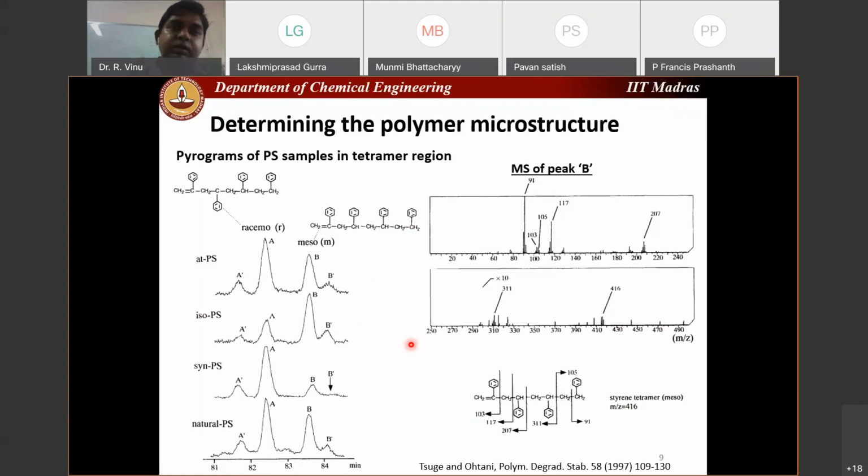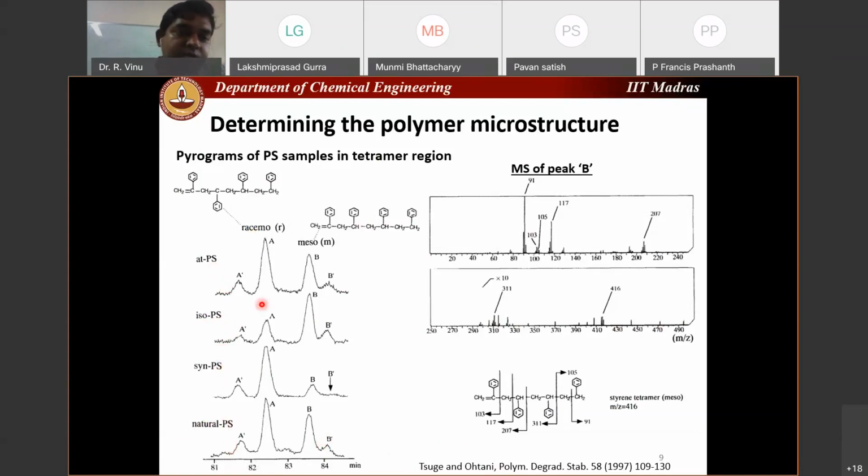I said that Py-GCMS evolved as a polymer characterization tool. You can see a lot of works from Tsuge and Ohtani, who pioneered this technique, and you can see here how Py-GCMS can be used to understand the polymer microstructure. These are the typical pyrograms in the tetramer region for polystyrene. So you have atactic polystyrene, isotactic polystyrene, syndiotactic polystyrene, and a natural commercial polystyrene sample.